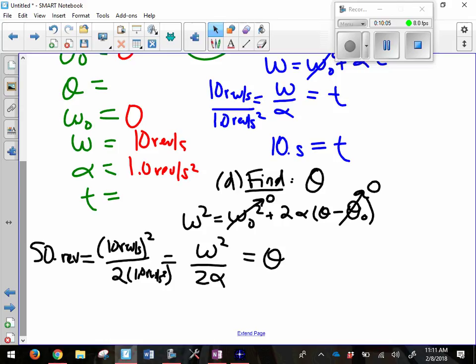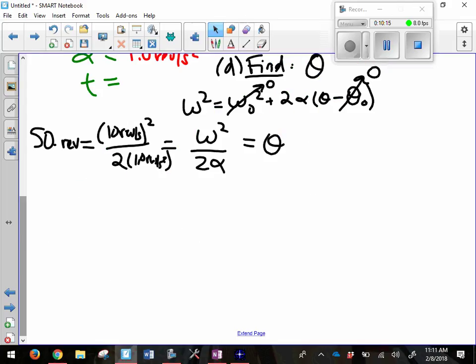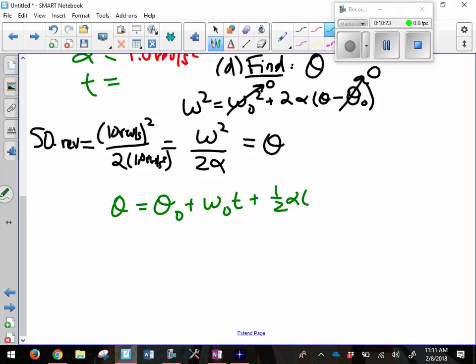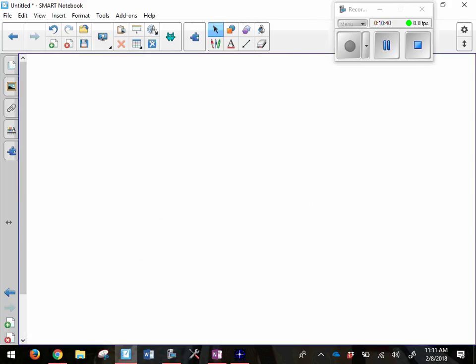What formula did you use? That's the one I used, and I got 52. Let's look real quick. Okay, so theta is equal to theta naught plus omega naught t plus 1/2 alpha t squared. So that's 0 and that's 0, right? So alpha, there you go. Okay.